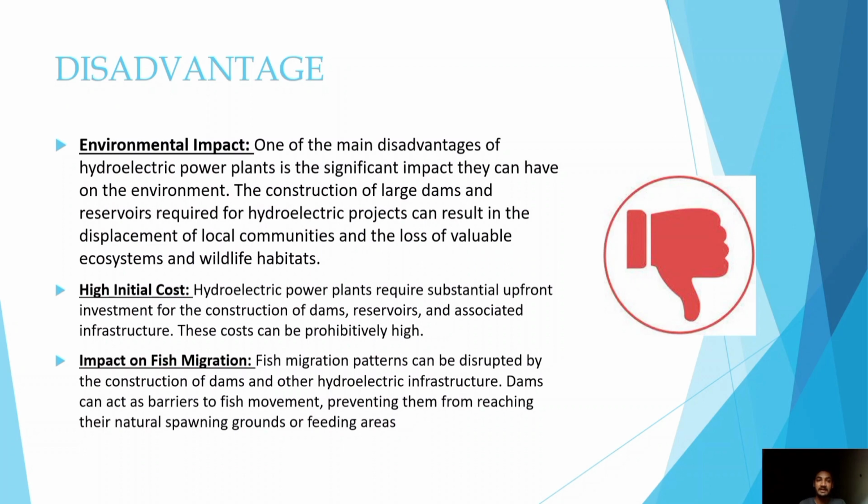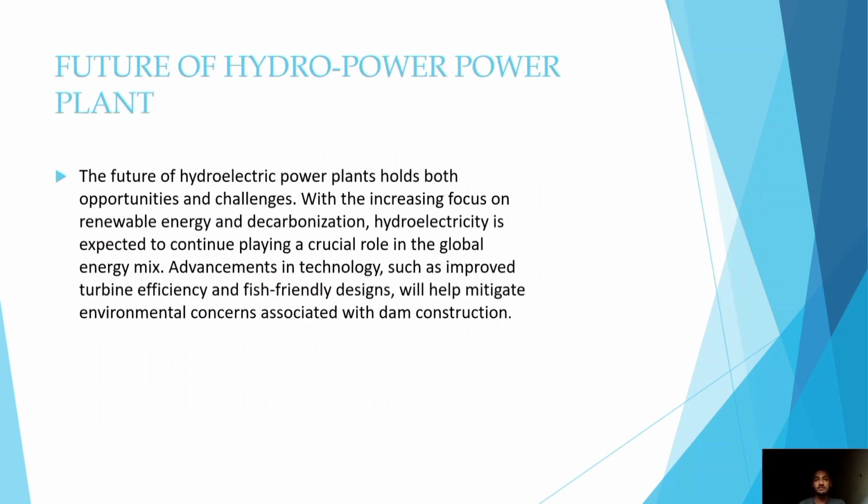Second, high initial cost. While establishing a dam or reservoir, we need very huge resources, such as money and land, in the initial phase. The cost can be prohibitively high. Third, impact on fish migration. Fish migration patterns can be disrupted by the construction of dams and other hydroelectric infrastructure. Dams can act as a barrier to fish movement, preventing them from reaching the natural spawning grounds or feeding areas.